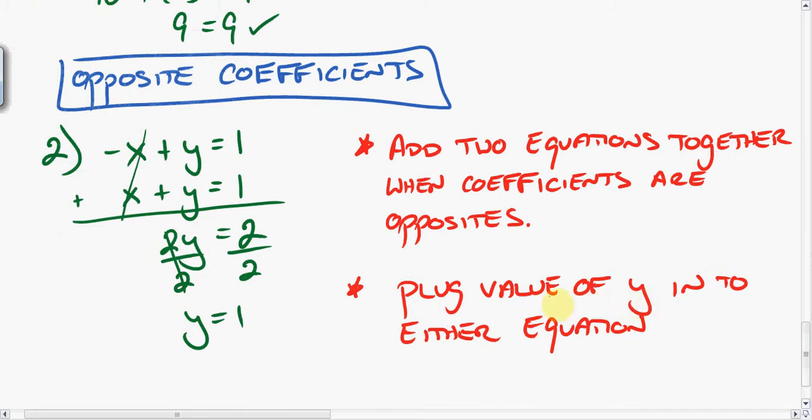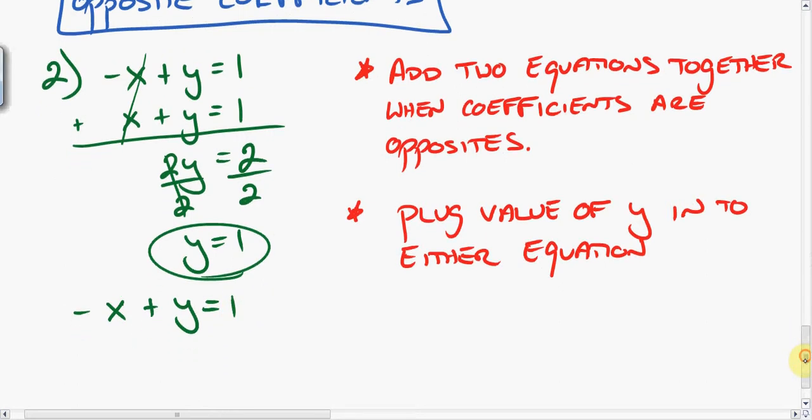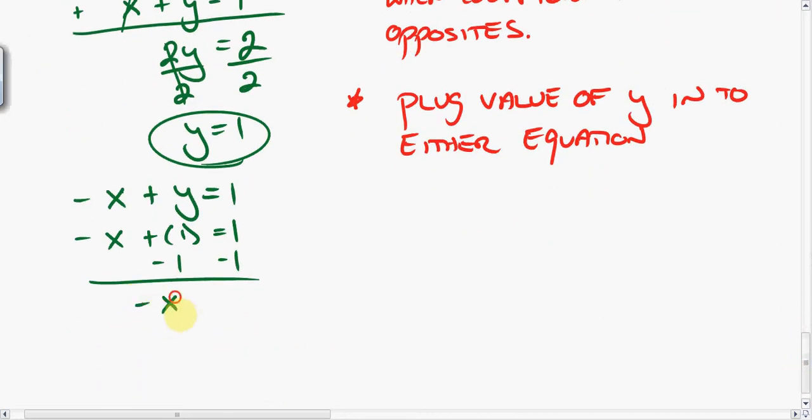So I'm going to plug the value of y, in this case 1, into either equation. I'm going to use the first equation this time. It doesn't matter, you could use the second, and you should still get the same value of x. So I've got the opposite of x plus 1 equals 1. I'm going to subtract 1 from each side, and I get the opposite of x equals 0. Divide both sides by negative 1, x equals 0.